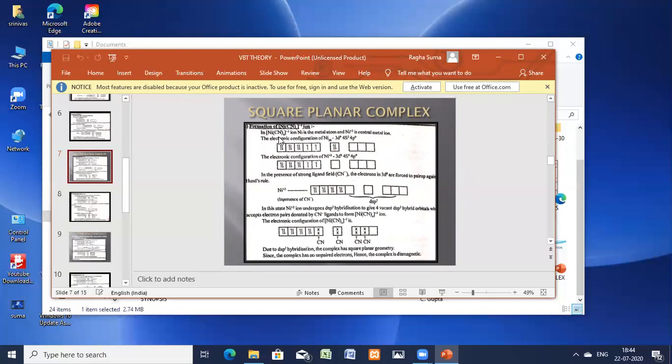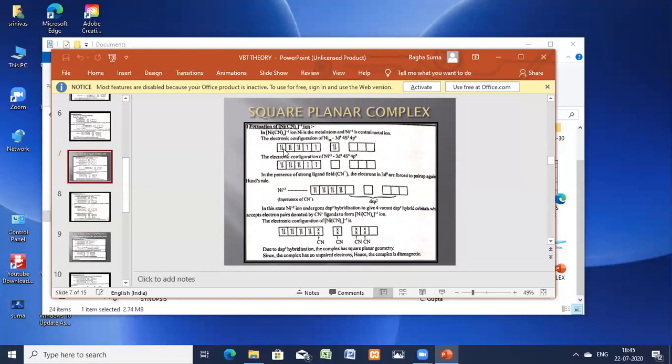Here we'll calculate, as I explained previously: x plus 4 into -1 is equal to -2. So x minus 4 is equal to -2. x is equal to +4 minus 2. So x is +2. The oxidation state x for nickel is +2, so nickel is in the +2 state.